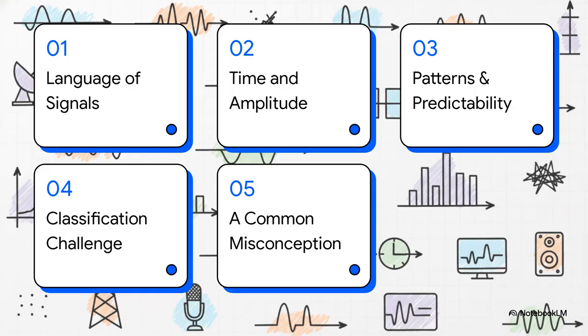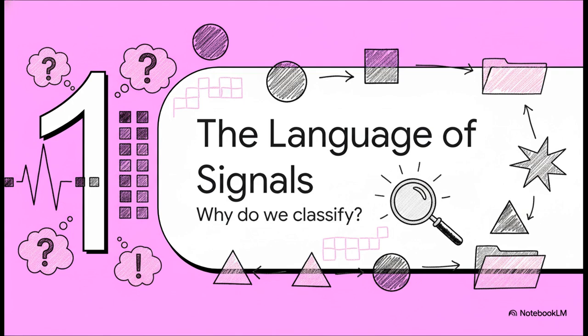We'll start with the why. Why do we even need a common language for signals? Then we'll jump into the 4 core ways we classify them, looking at time, amplitude, patterns, and predictability. After that, we'll put it all into practice with a little challenge, and we'll wrap up by clearing up a super common mistake that trips a lot of students up. Okay, let's dive right in with the most important question of all.